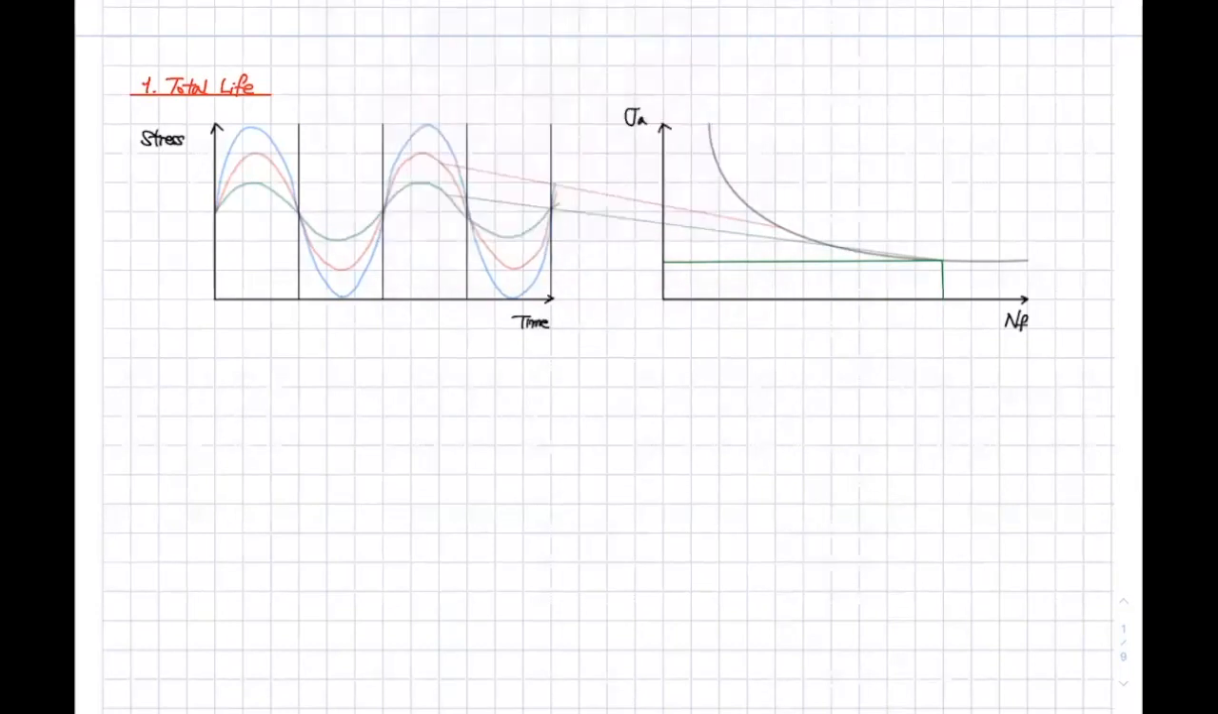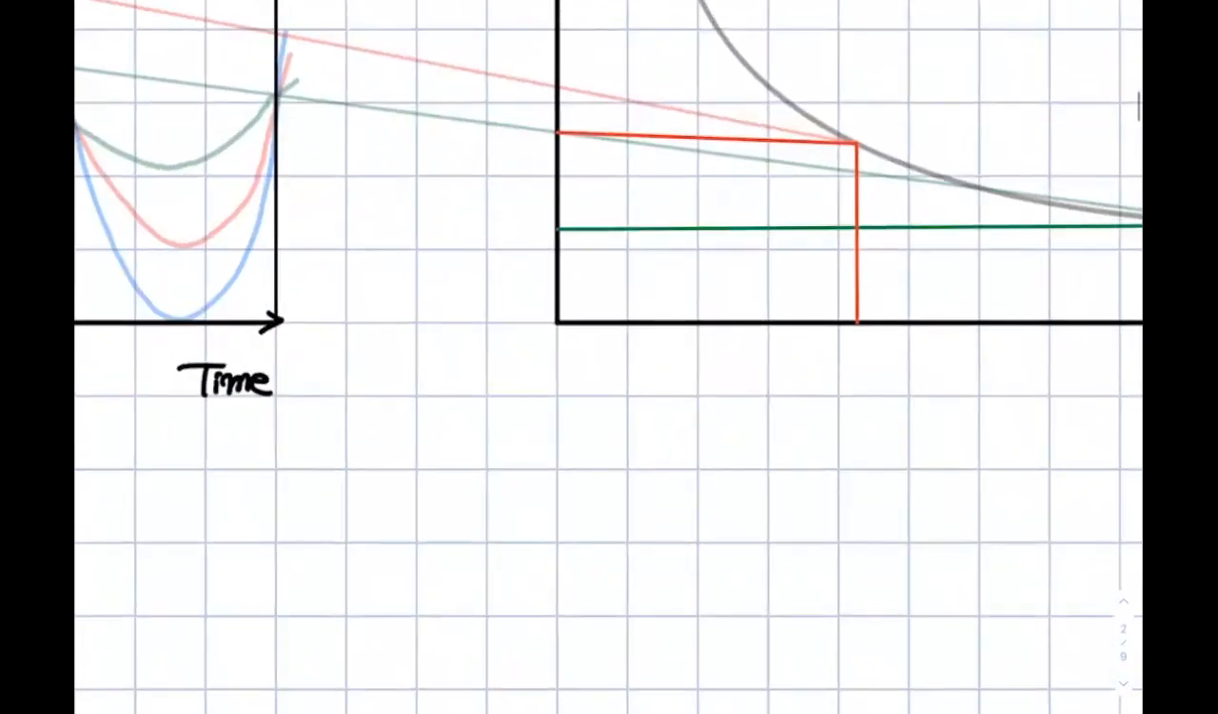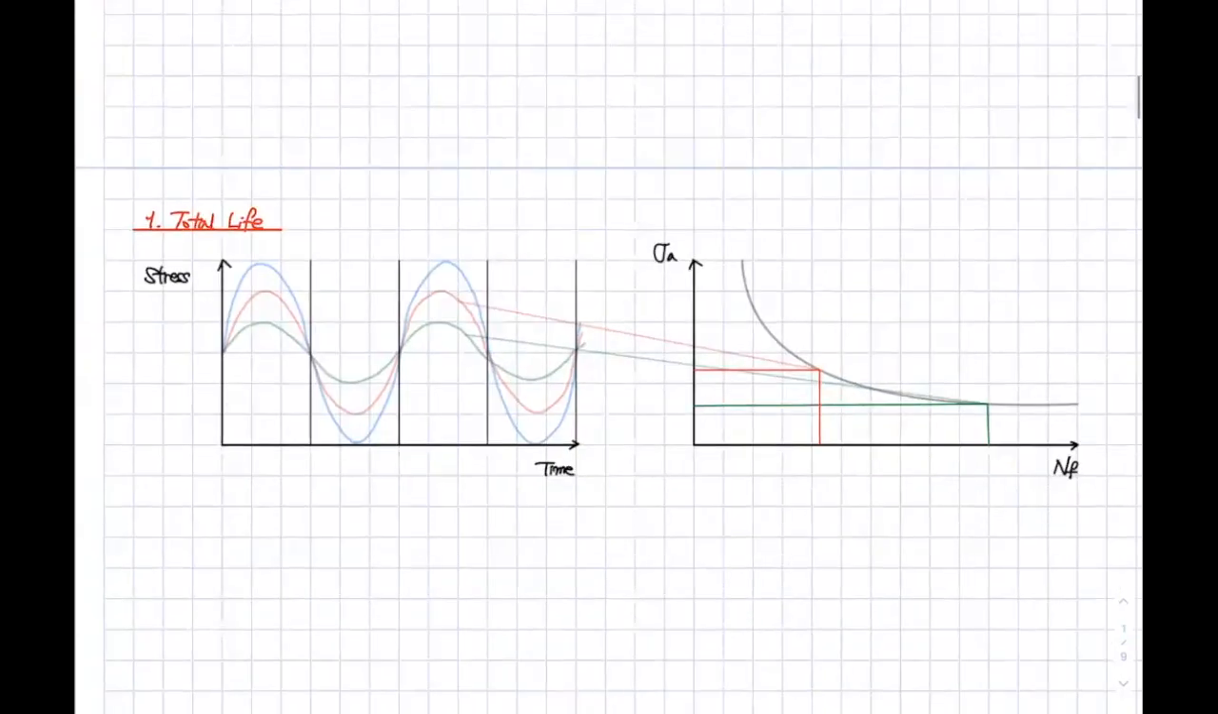And it has a lower number of cycles because the stress amplitude is higher, larger than the green one. What about the blue? Maybe it broke earlier because the stress value is actually way larger.